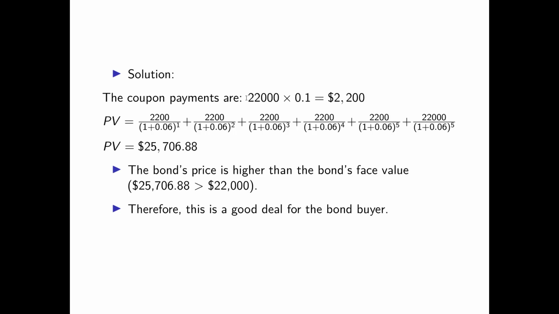Okay, so let's go ahead. We just said it, the coupon payments are going to be $2,200, and this is us discounting the coupon payments for the next 5 years, and in the 5th year a second payment of $22,000 is made, so we have to discount this last payment as well. When we sum up all these values, we obtain the present value of the bond, which is also known as the price of the bond. It is $25,706.